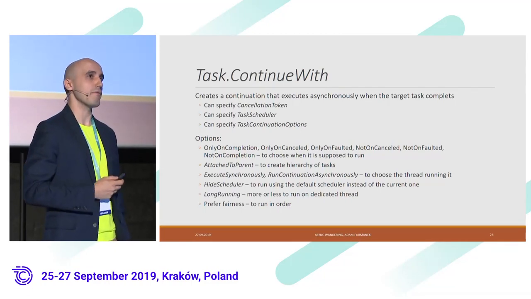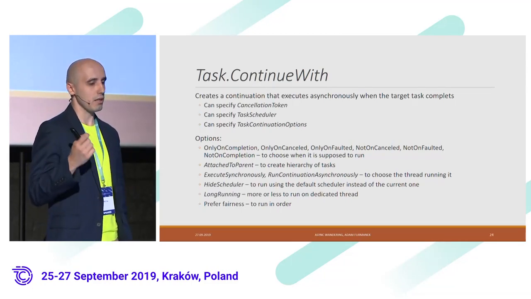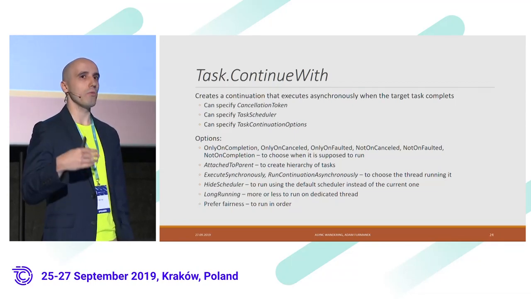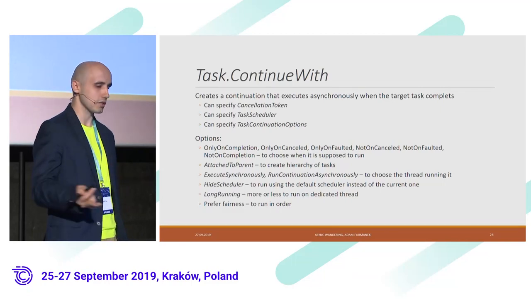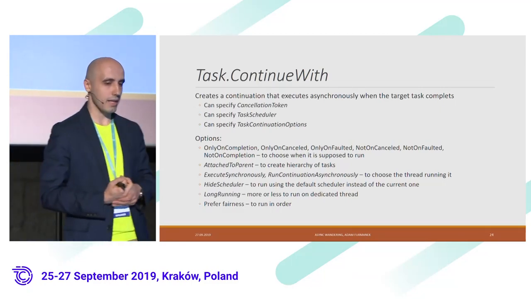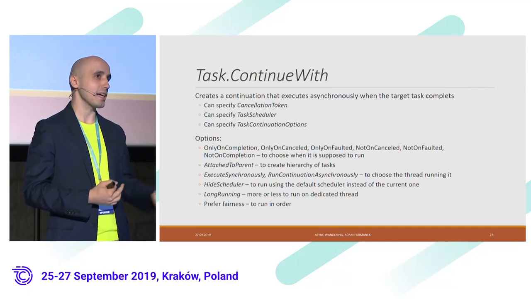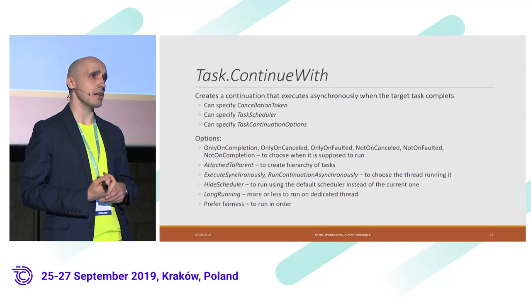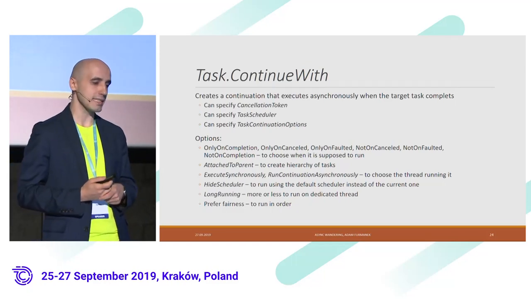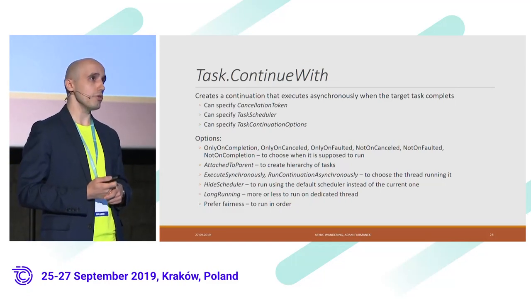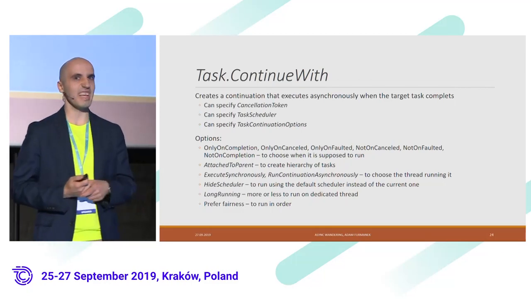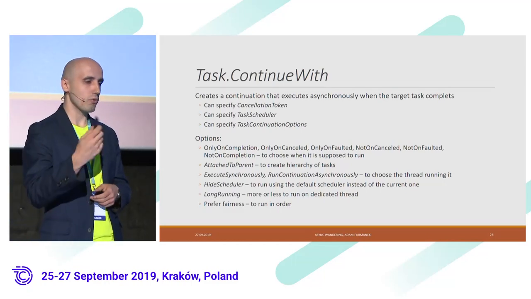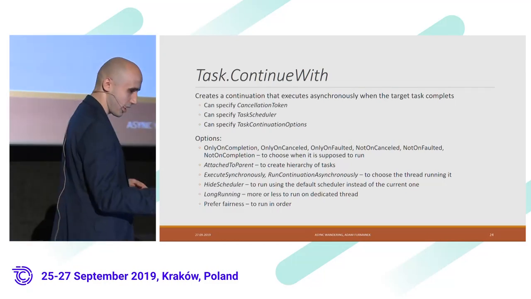This ContinueWith method is super powerful. It supports a lot of different options, like running the continuation only when there was an exception, only when everything succeeded, or any other options. It can attach the task to a parent or not, so we can create basically a tree of tasks. Generally, a lot of things. One important thing here is HideScheduler. When attaching a continuation, we can hide the task scheduler, which we have seen on the previous slide.